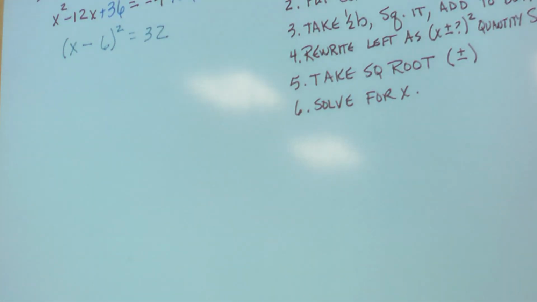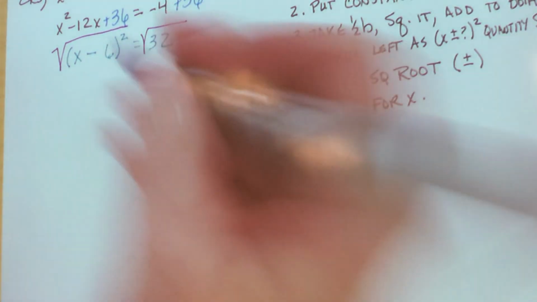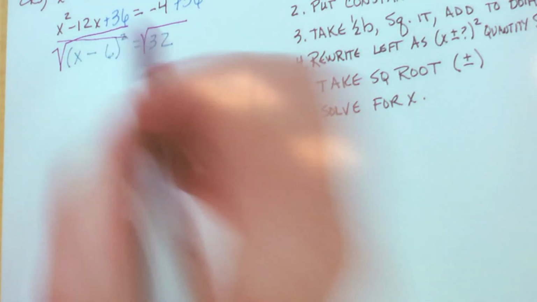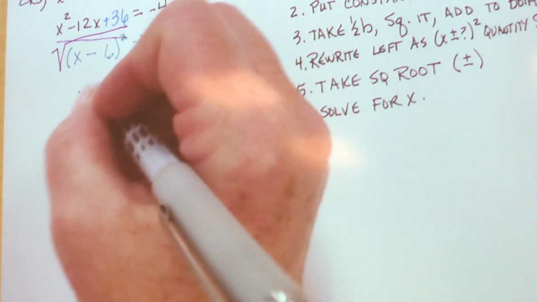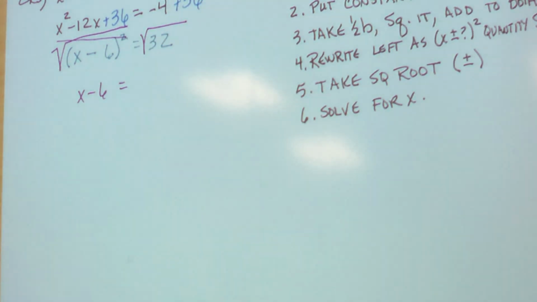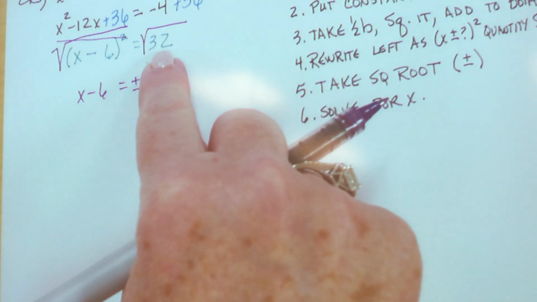32. Now, have we learned how to solve problems like this? Yeah. All right, tell me what to do. Square root. So this square root takes care of that square, and I'm left with x minus 6 equals what? Plus or minus. What is a perfect square that's a factor of 32?